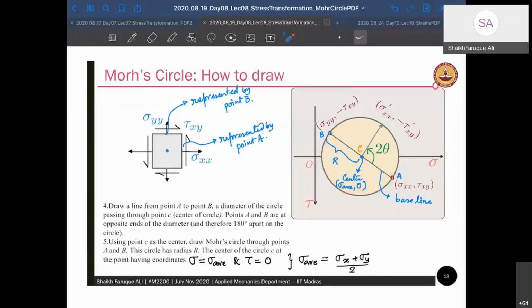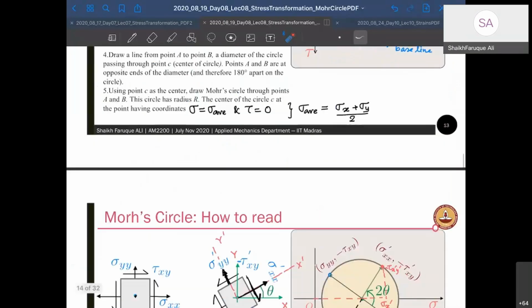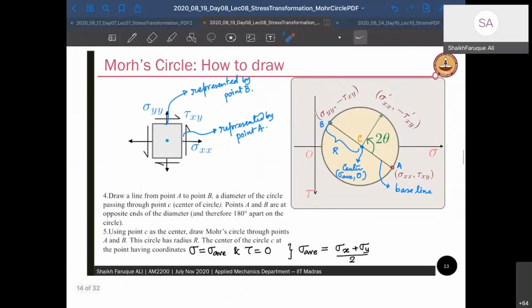Any point on the circle is a material plane represented by 2 theta here. Any point is a material plane. Okay. All right. Now this is drawn. Okay, my Mohr circle is drawn. Okay. Once the Mohr circle is drawn, we need to know how to read the Mohr circle. Unless we know how to read it, we won't be able to find, if I've been asked at angle theta, what will be the stresses or strain? So I have to read it.